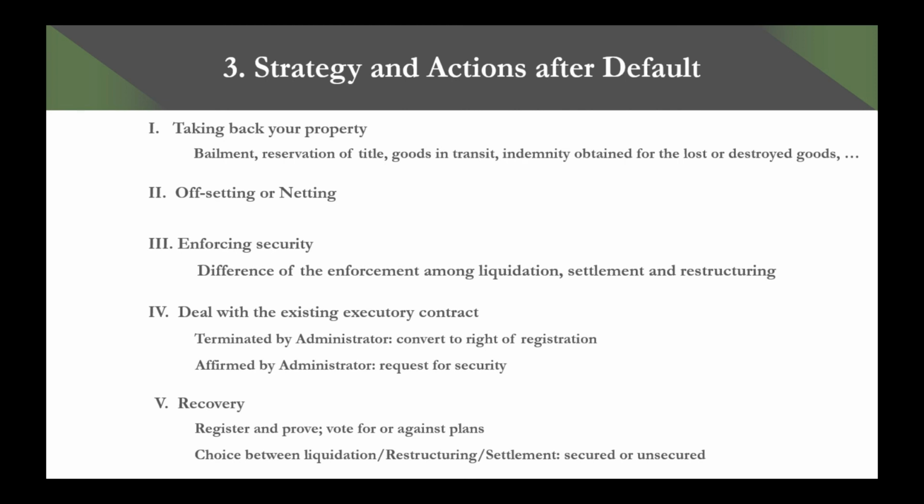Of course, you need to consider other factors for your decision, such as the time to get paid and the costs for the proceedings.